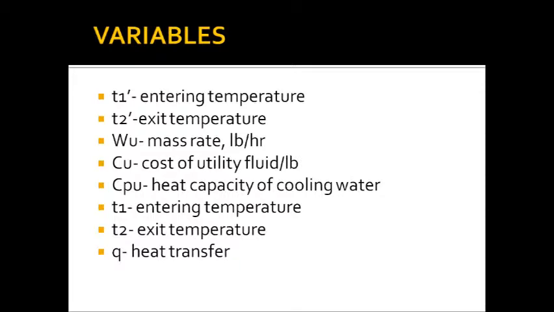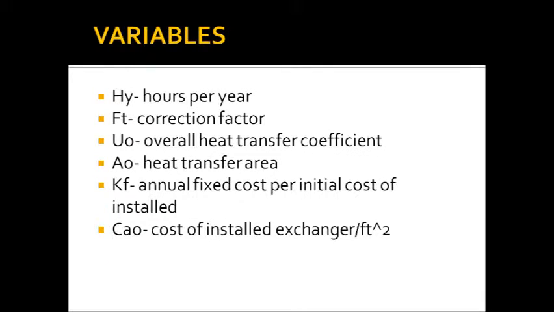Q is the heat transfer in BTU per hour. H sub Y is in hours per year. F sub T is the correction factor. U sub O is the overall heat transfer coefficient. A sub O is the heat transfer area in square feet. K sub F is the annual fixed cost per initial cost of installed equipment. And C sub AO is the cost of installed exchanger per square foot.